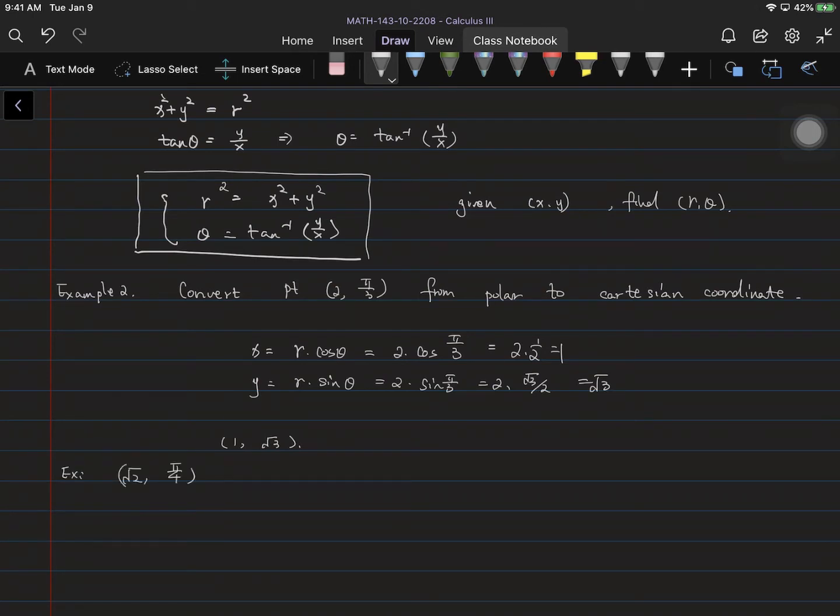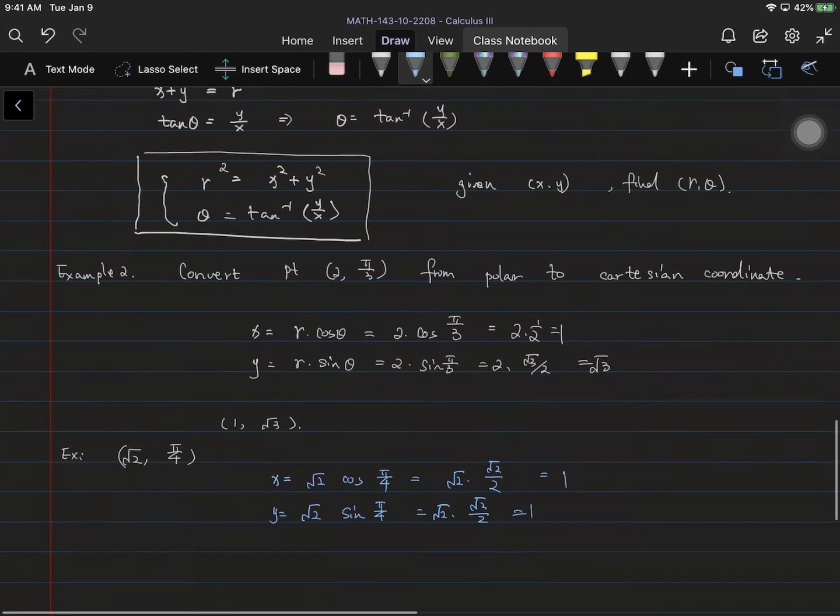Same thing, this is polar, x equals this, y equals r sine theta. Just simplify. Cosine pi over 4 is root 2 over 2. Same thing, root 2 over 2. And this is what? Cancel 2, root 2 times root 2, which is 2 divided by 2, 1.